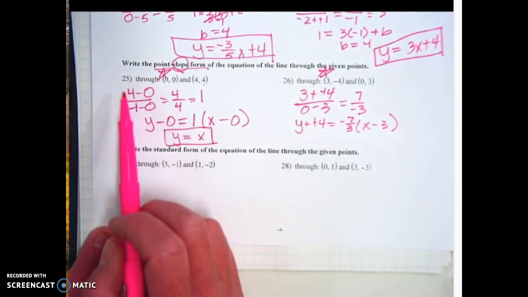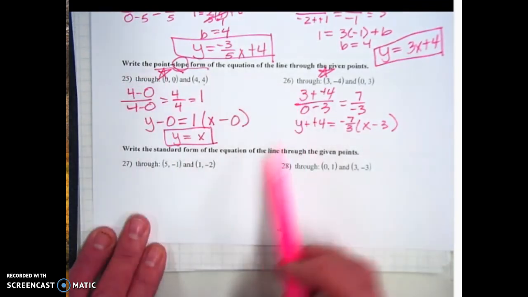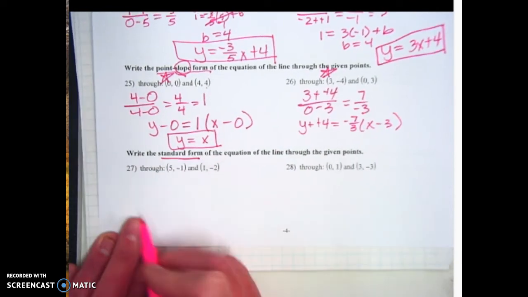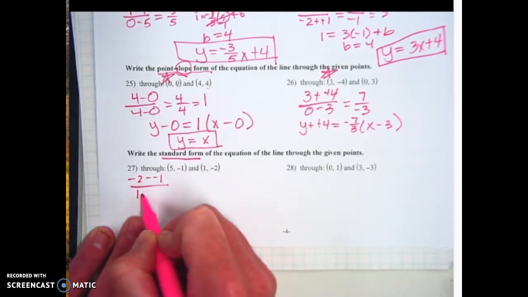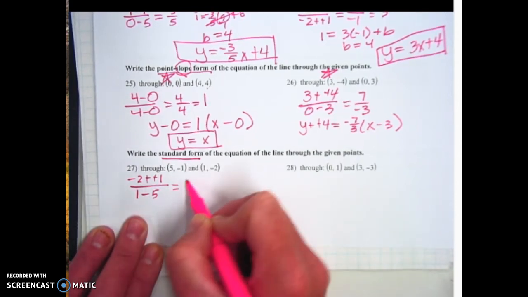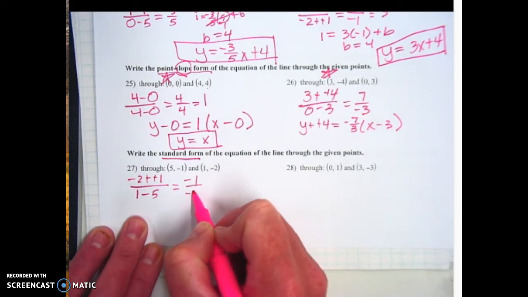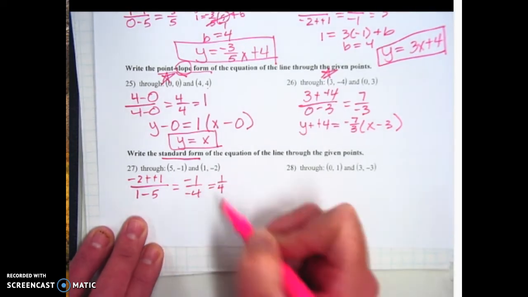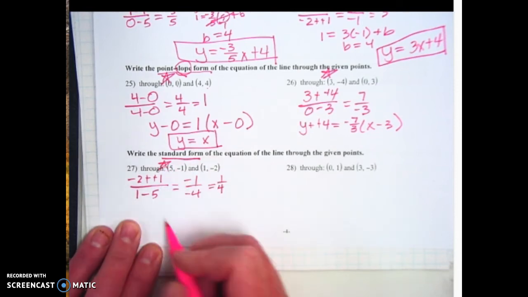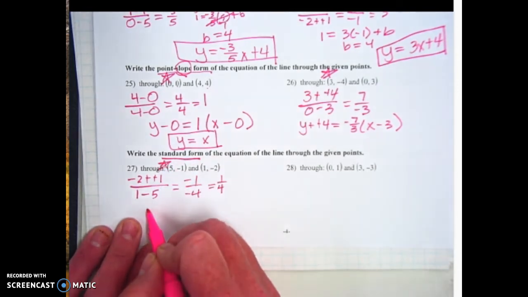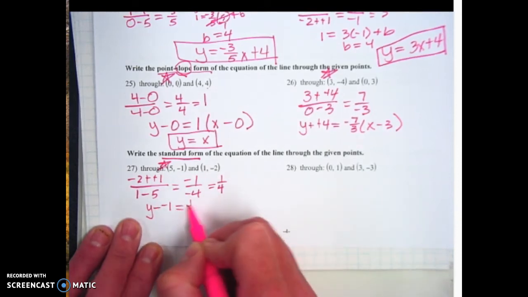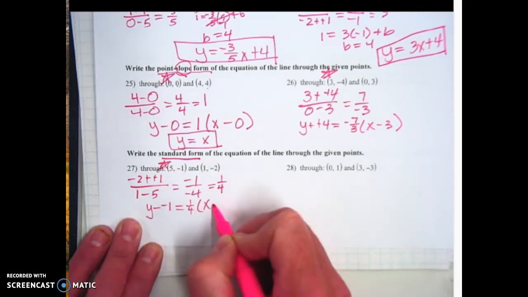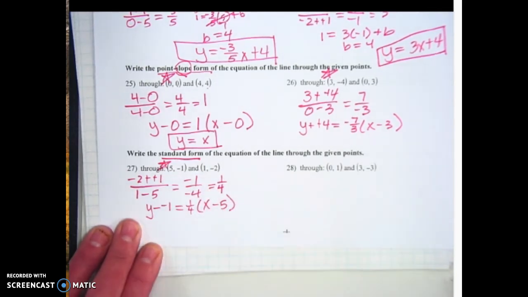For 27 and 28, you're going to do the same way you did 25 and 26. They just want you to end in standard form. So get the slope first. You're going to do -2 minus -1 over 1 minus 5. Change this to plus. So you have -1 over -4, which is simplified as 1/4. I'm going to use the first point for my point-slope form. So I'm going to say y minus y. So y minus -1 equal to the slope of 1/4 times x minus 5. Simplify here by changing that to plus 1.